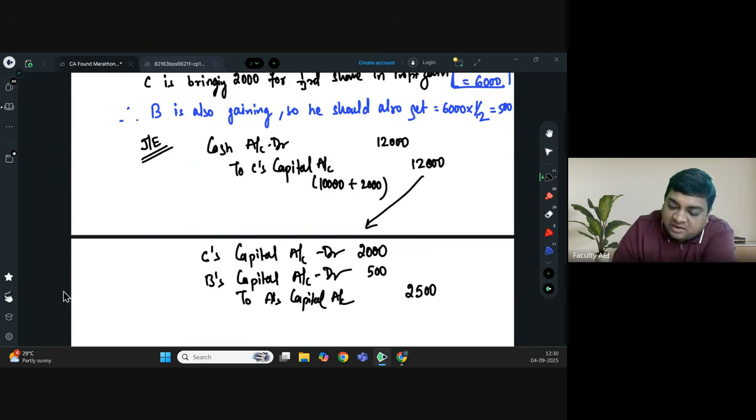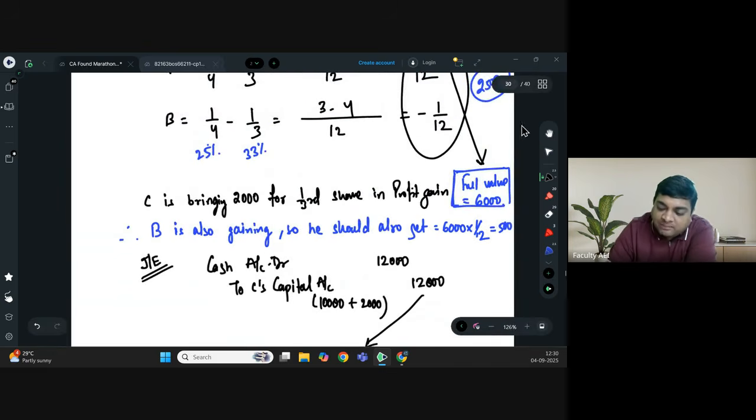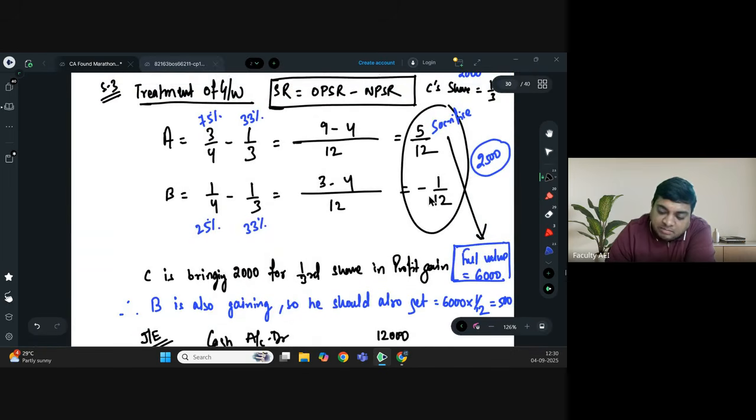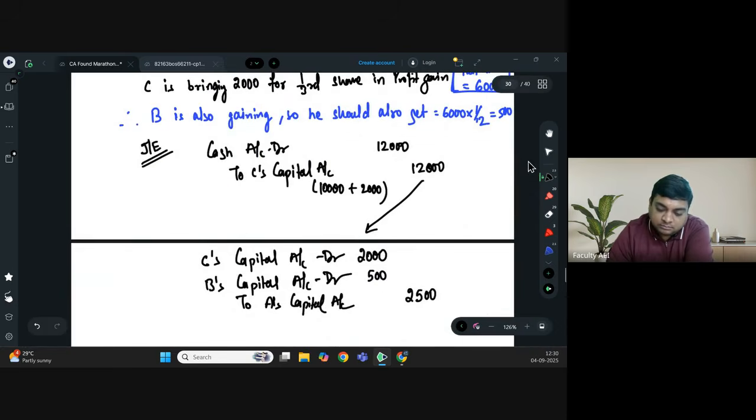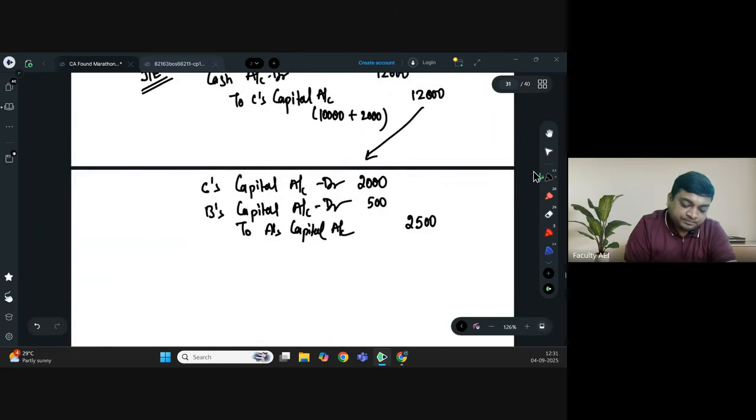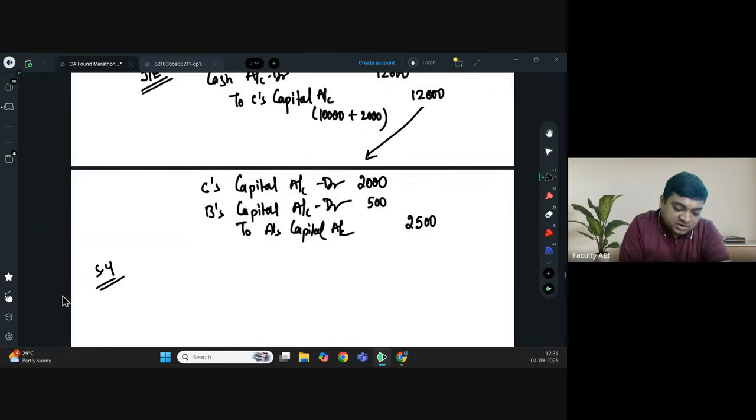When calculating the sacrificing ratio, if this negative comes, then B will also compensate A. Not only C, but B will also compensate, because A sacrifices more. Right? Step 4.